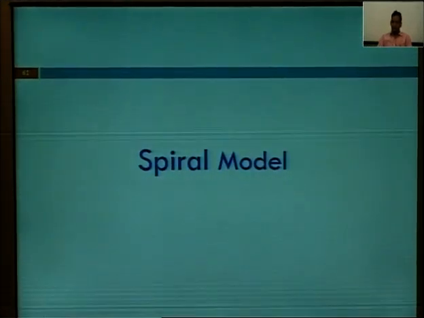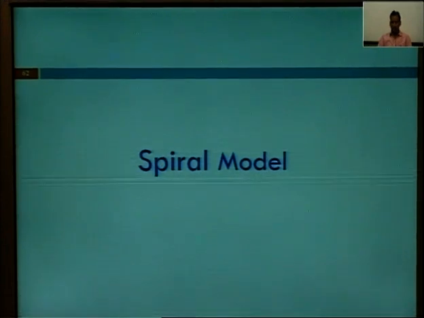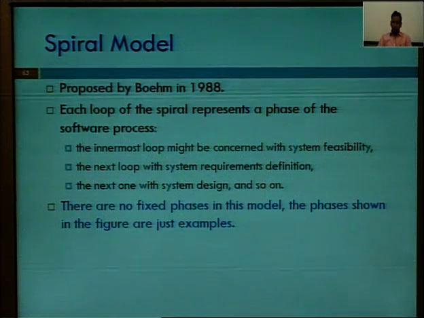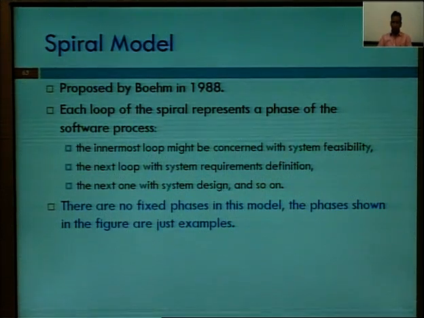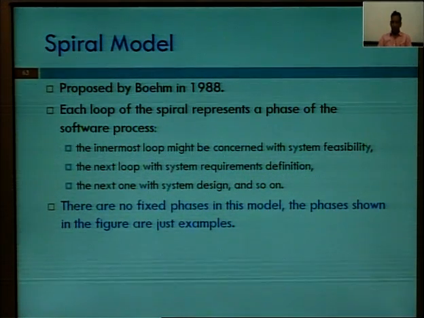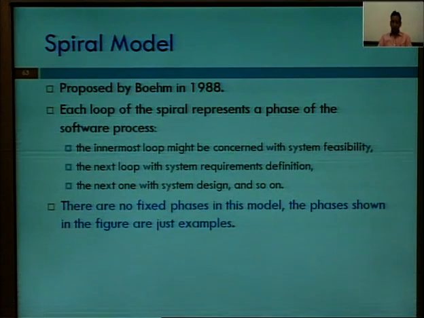The last model in the software development life cycle models is the spiral model. The spiral model was proposed by Boehm in 1988. Each loop of the spiral represents a phase of the software process. The innermost loop might be concerned with system feasibility. The next loop deals with the system requirement specification. The next loop specifies the design. The next one is the implementation, and so on.